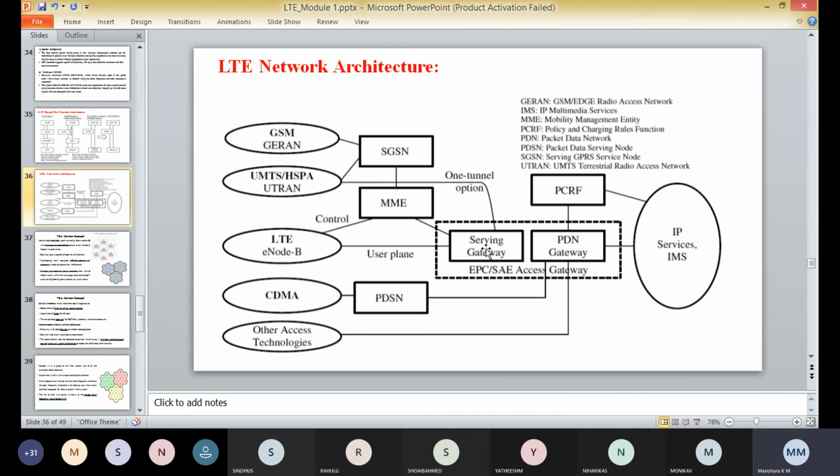And the last element is the policy and charging rules function, that is PCRF. Here the PCRF is a concatenation of the policy decision function, that is PDF, and the charging rules function, CRF. The PCRF interfaces with the PDN gateway and supports service data flow detection, policy enforcement and flow based charging.